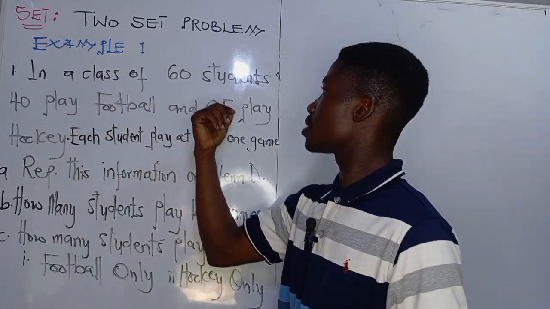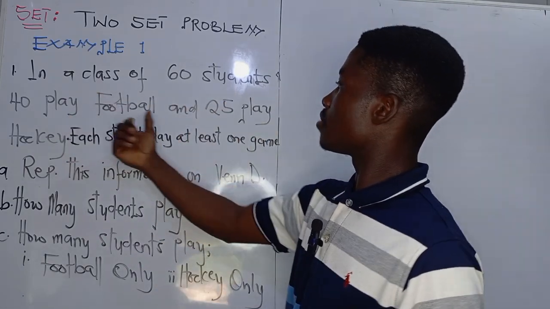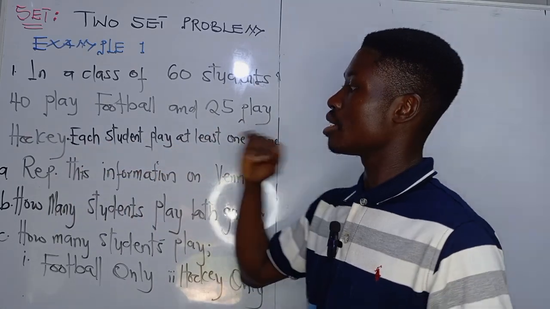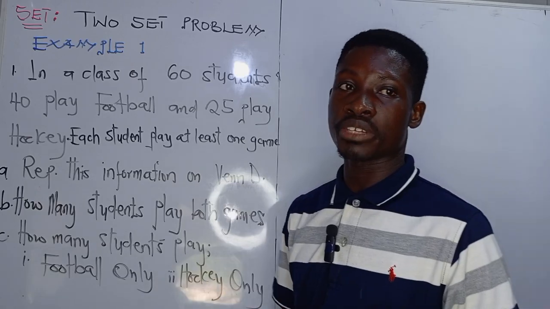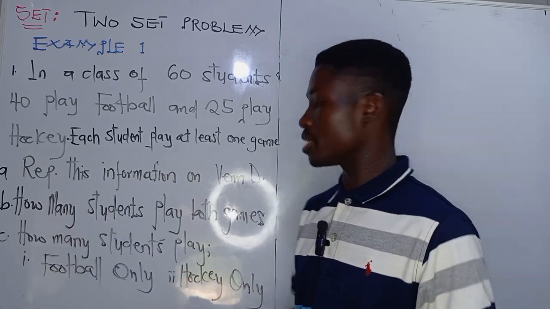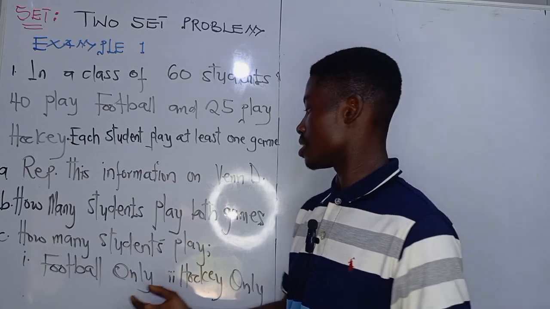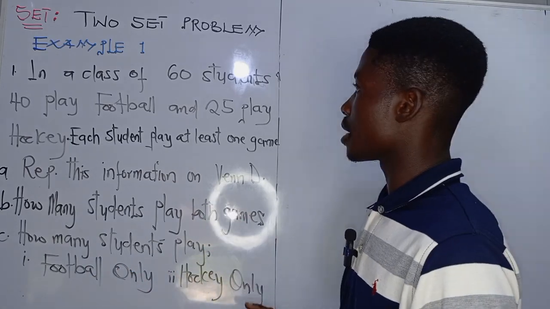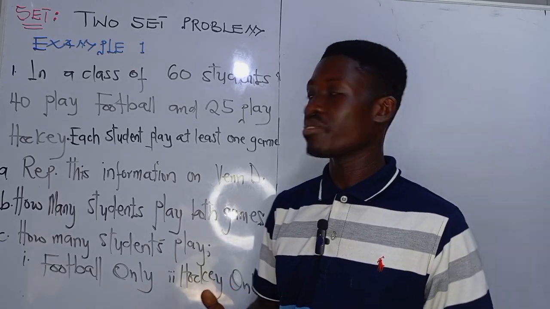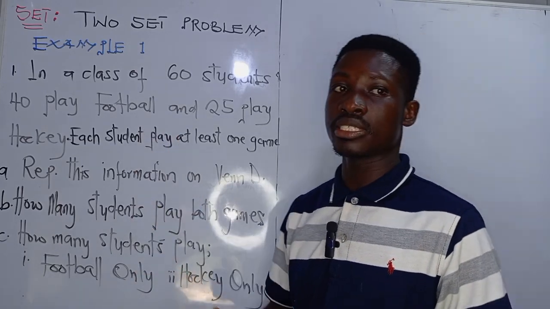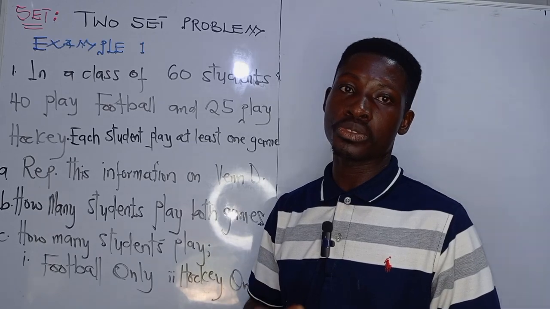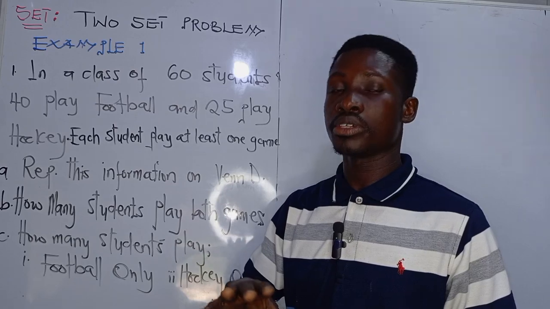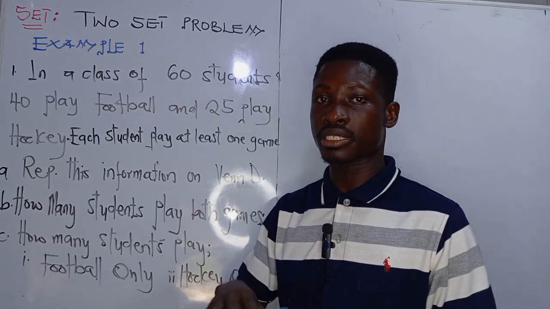In a class of 60 students, 40 play football and then 25 play hockey. Each student plays at least one game. We are to represent the information on the Venn diagram. How many students play both games? How many students play football only? And how many students play hockey only? So whenever you encounter questions of this nature, the first thing that you are supposed to do is to fish out the vital information. So you are going to write the vital information down.